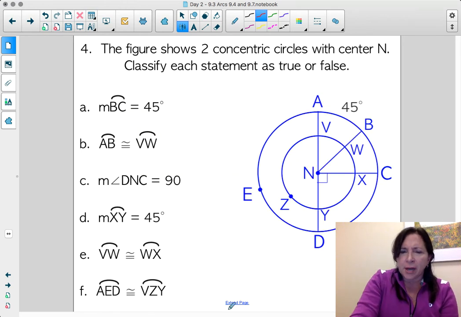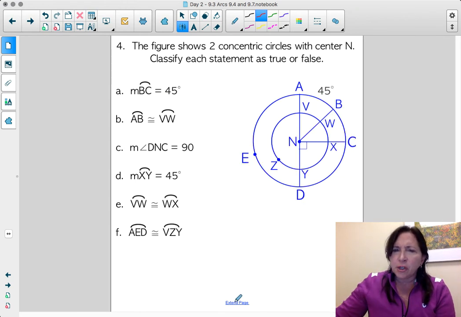For this problem right here, they're showing two concentric circles. N is the center. Classify each statement as true or false. The measure of arc BC is 45. Would this be 45? Well, we know this is a right angle. This is right. Therefore, if this right here is 45, that has to be 45, correct? That's true. AB, so arc AB and arc VW.